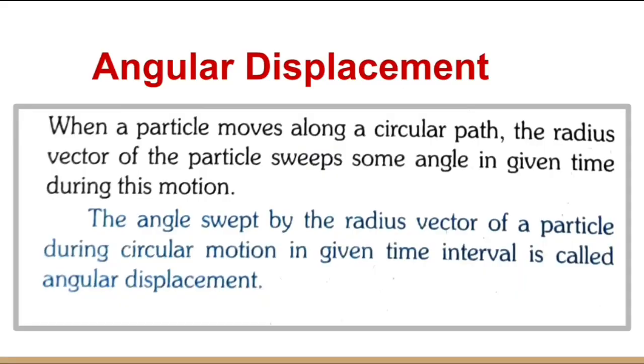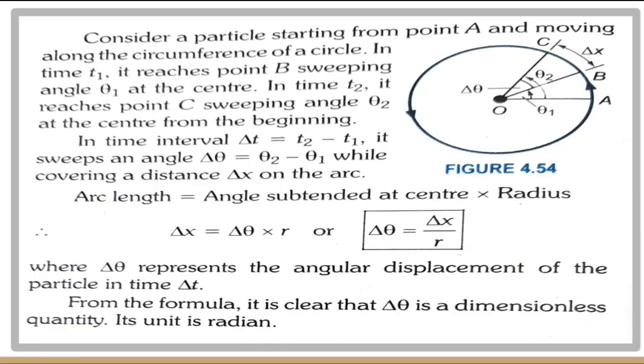First term, angular displacement. Angular displacement is the angle swept by the radius vector of a particle during circular motion in a given time interval. As is evident from this diagram, OA is the radius vector which sweeps angles theta 1 and theta 2 in time intervals t1 and t2 respectively.